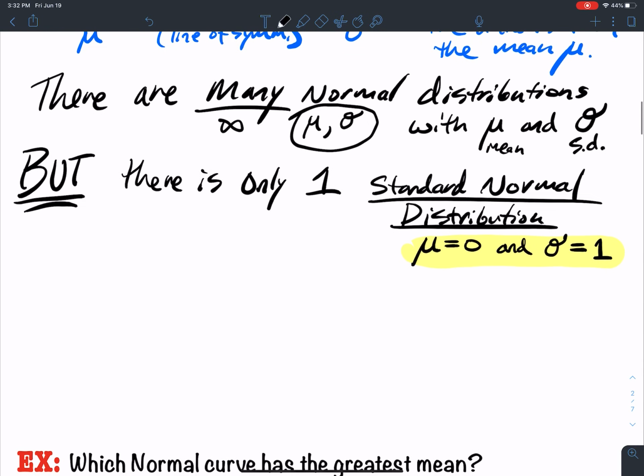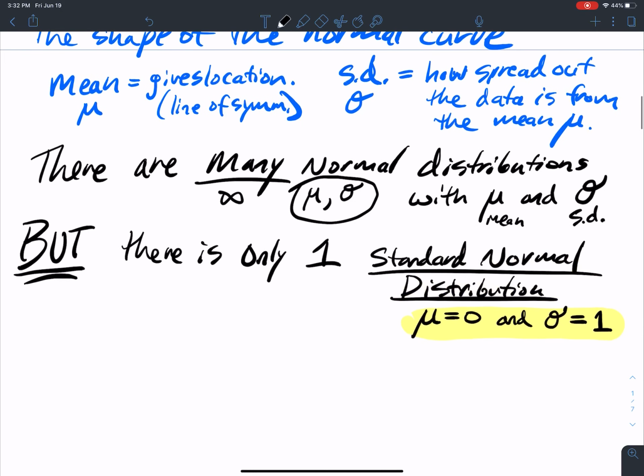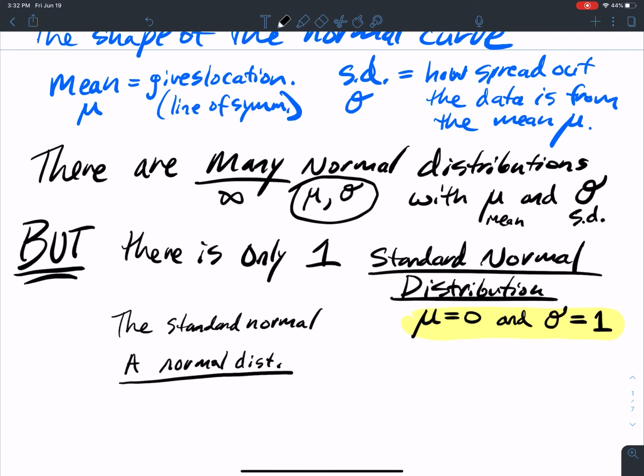Okay? So there's only one standard normal. So you would say the standard normal versus a normal distribution. Because there are many normal distributions, but there's only one standard normal distribution. Okay? So there's a difference there.